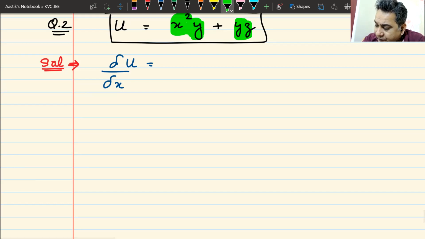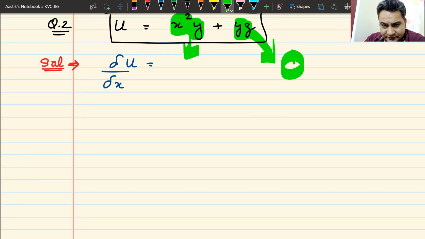Partial derivative of, first of all, yz with respect to x is zero, so don't worry about this. This is already out. I just need to calculate the partial derivative of this. This is a product function. One function is x squared, the other function is y. Derivative of y is zero, so this goes away. So the only thing that remains is I have to find the derivative of x squared and multiply it by y. Derivative of x squared is 2x, so the partial derivative will be 2xy. Do we understand this? How I've calculated this?